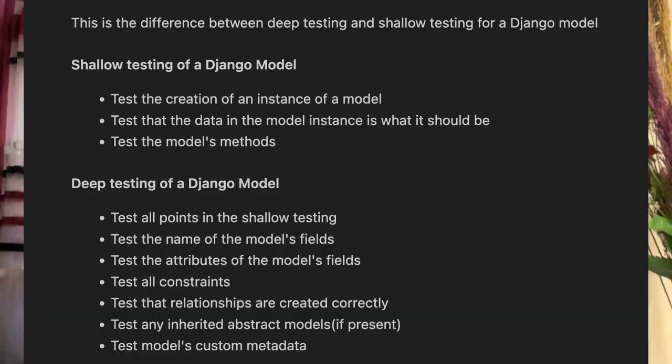This is a question I've had since I first started working with Django. How deep should I test my model? The depth of your test should depend on the nature of the data you are handling. If the data is fragile or sensitive, where mistakes in data types, constraints, or validation could lead to serious problems, then your model test should be equally deep. This is the difference between deep testing and shallow testing for a Django model.